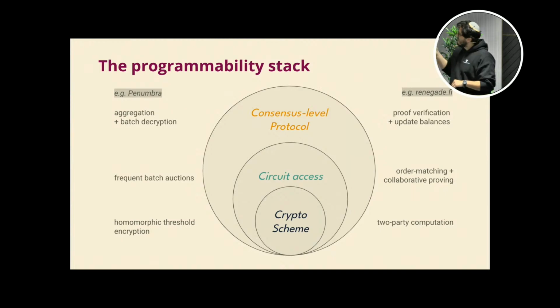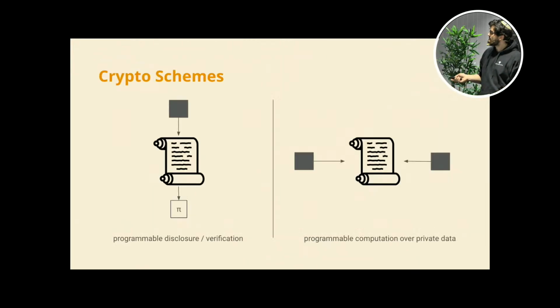And then for example, Renegade, which is kind of like a two-party computation system that allows for private programmability, that's the scheme, the two-party computation. Then you have the order matching of the application itself for the trades that are happening, and collaborative proving through this two-party computation for the circuit actions. And then at the consensus level, you have the proof verification and the update of the balances, right? At the consensus level, that's when the update of the state happens, right?